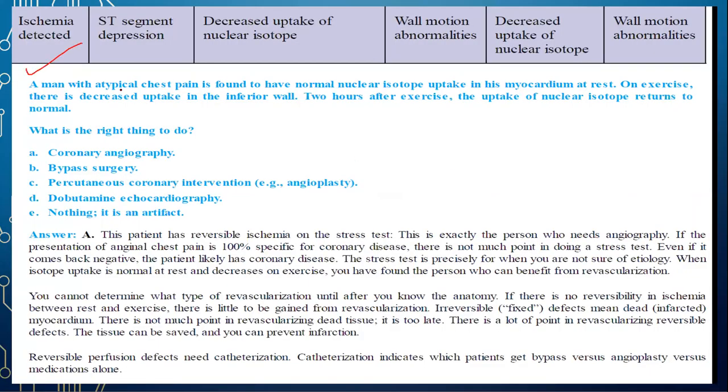See this question. A man with atypical chest pain is found to have normal nuclear isotope uptake in the myocardium at rest. On exercise, there is decreased uptake in the inferior wall. Two hours after exercise, the uptake of nuclear isotope returns to normal. What is the right thing to do?